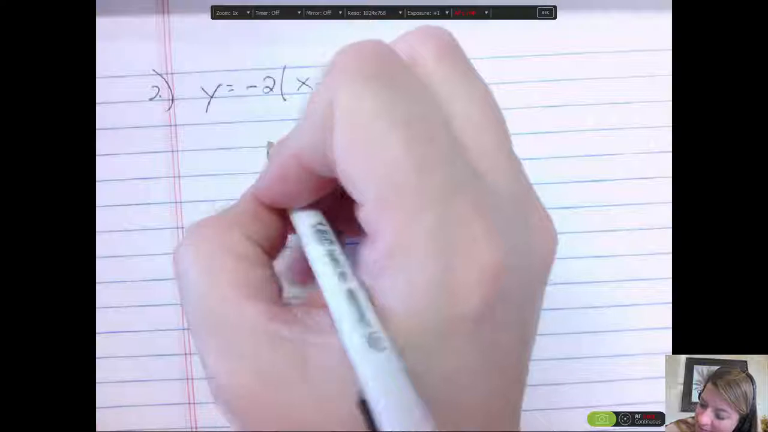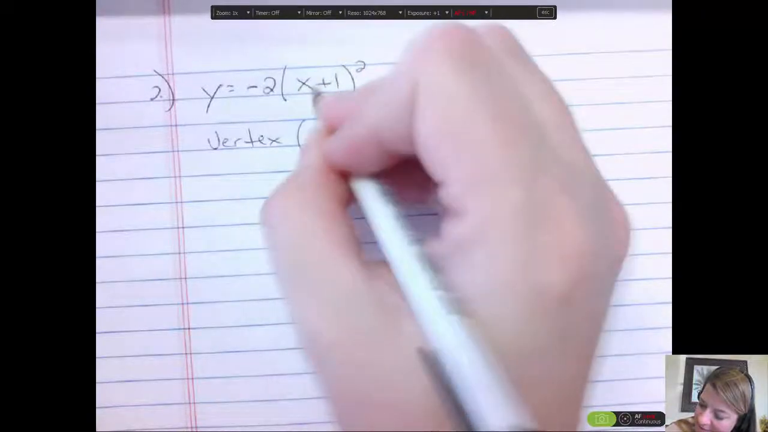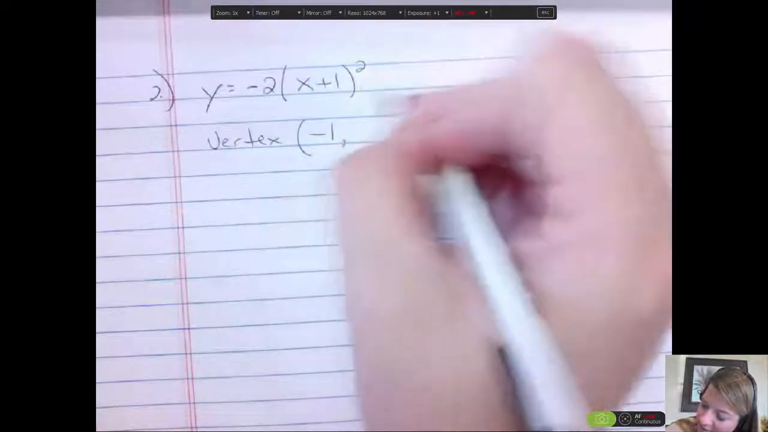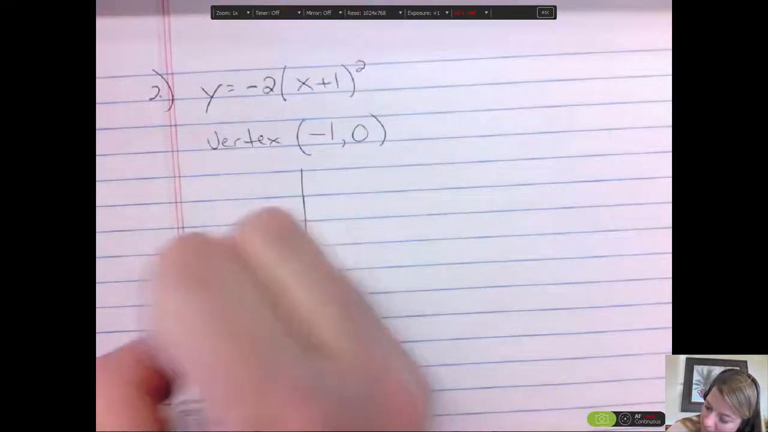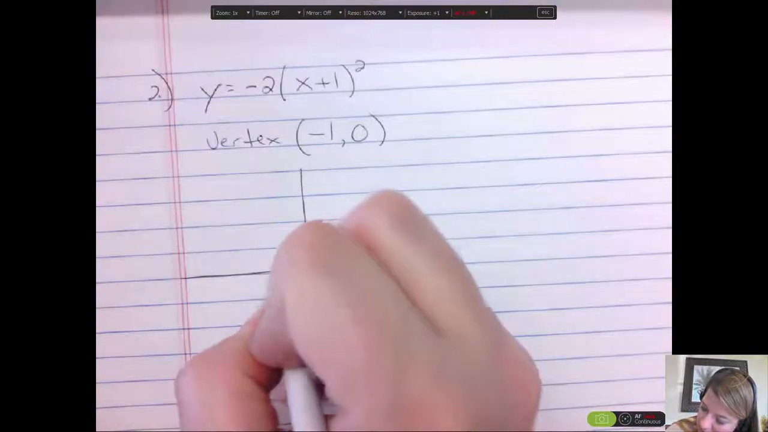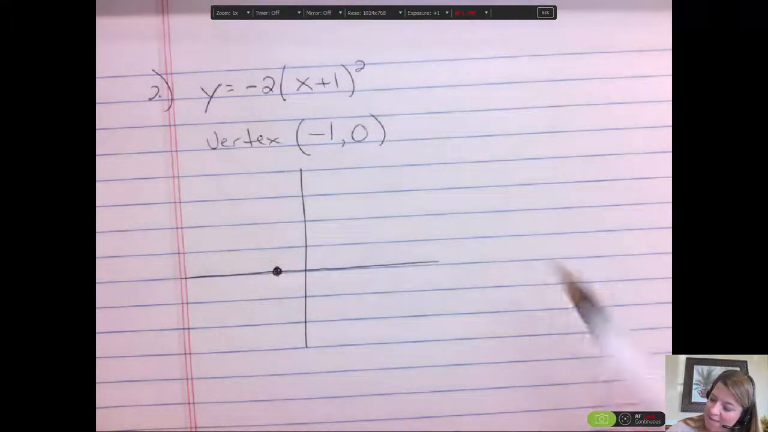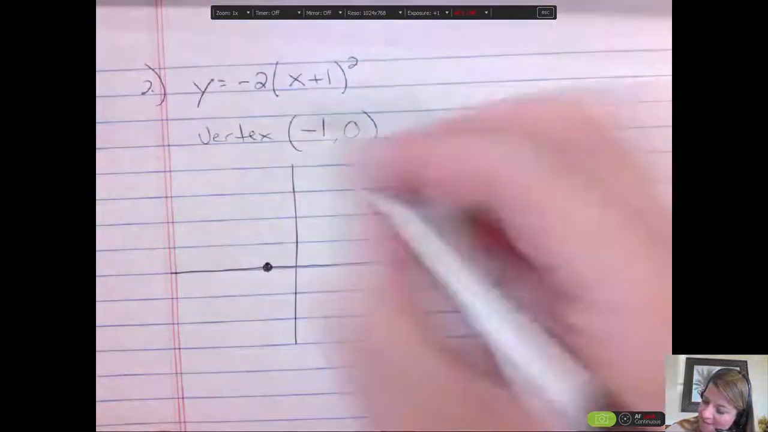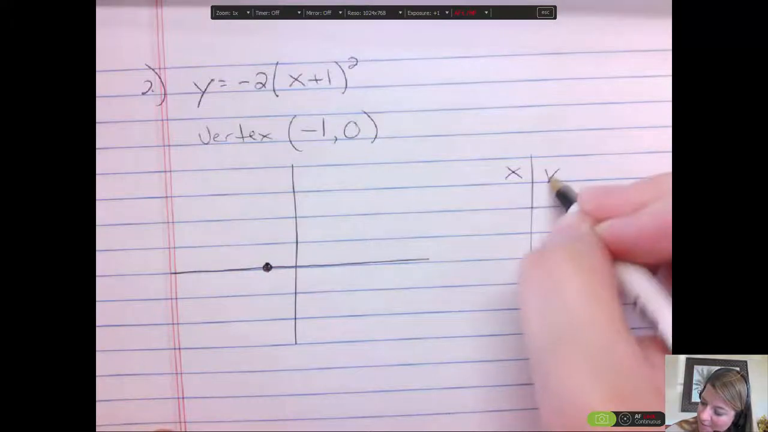All right, so let's look at the graph. What would be our vertex? Well, our vertex would be at the opposite sign, so it's -1, and we don't have anything here, so we'd use a 0. Okay, so -1, 0 is here. So there's our vertex, and then we need to come up with a couple more points to see that 2, that scale factor that makes it go up faster.